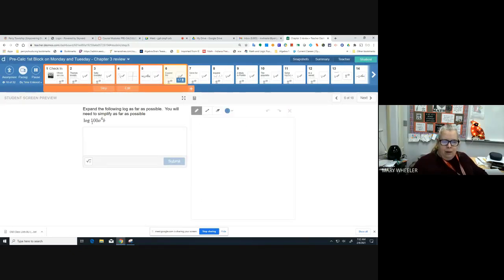So when I separate that, I know, hey, I've got 4 factors. I have 100, A, and B. And I'm going to separate those with a plus sign. So I'm going to have log 100 plus log, and you might do a couple of these steps in your head, A to the 4th plus log B. Well, log, this is common log. Log of 100 is 2.